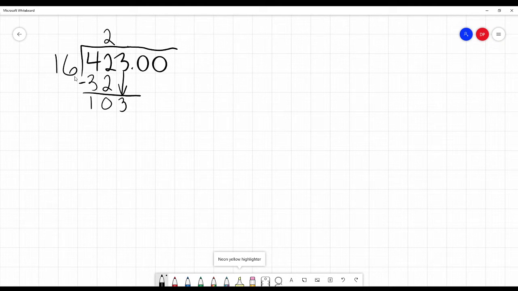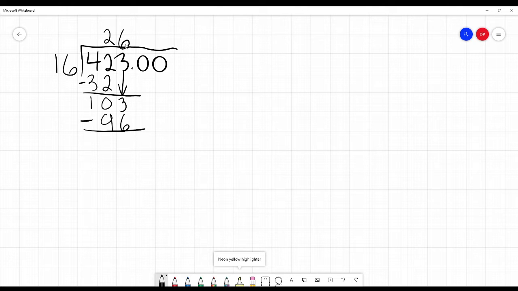So now we have 103. How many times does 16 go into 103? Well, 16 times 5 is going to be 80. I believe it should go in one more time, so it'll probably be 6 here. So now we do 16 times 6. We can do 10 times 6, which is 60, and 6 times 6 is 36. If we add the 60 plus the 36, we'll get 96.